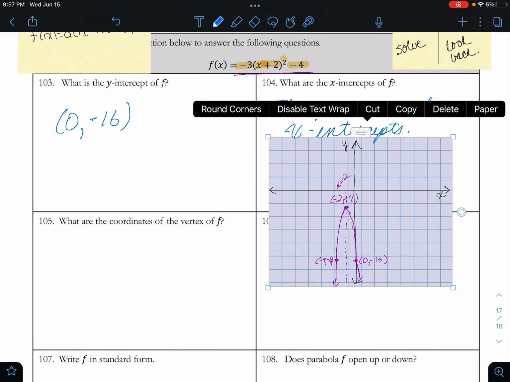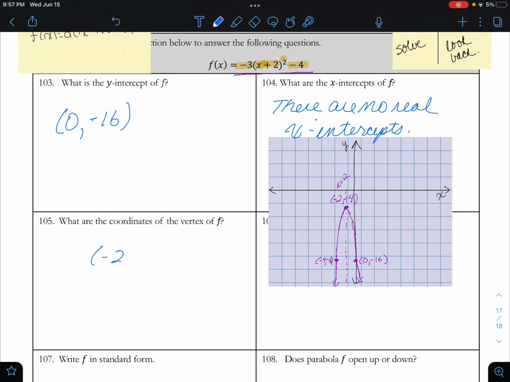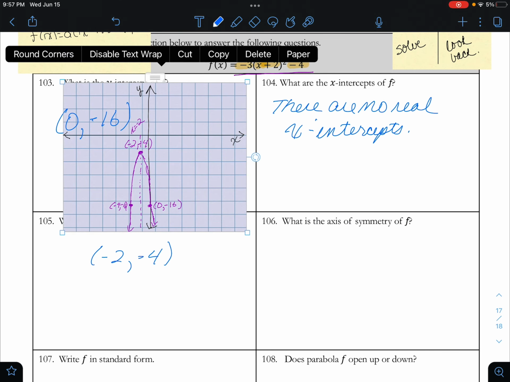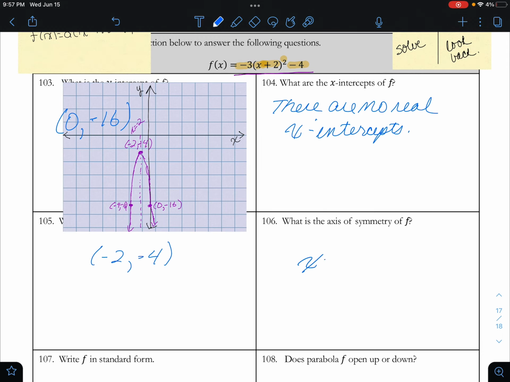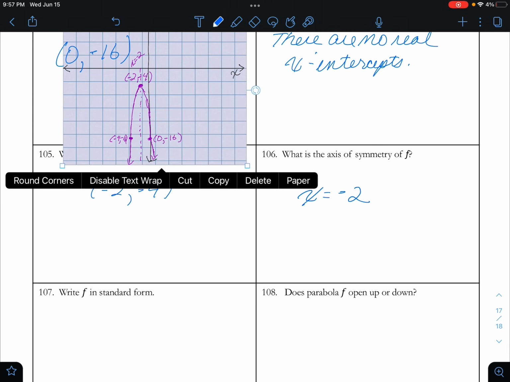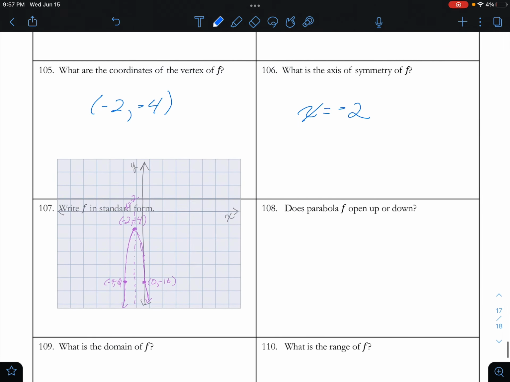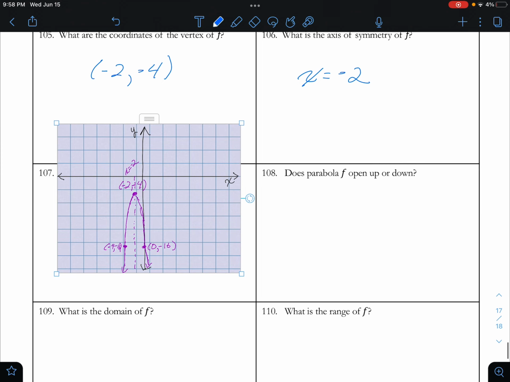Okay, what are the coordinates of the vertex of the function? We said that it's -2, -4, and this is really working. Our solving is going really quickly having this graph here. What is the axis of symmetry? Again, we said x is equal to -2. And all right, this one we can't answer: write the function in standard form. That we're not going to get from our graph. Let's try answering the other questions and see if there's anything else that doesn't open up to us from the graph. Does parabola f open up or down?